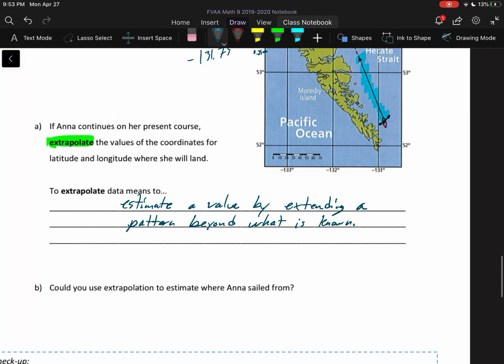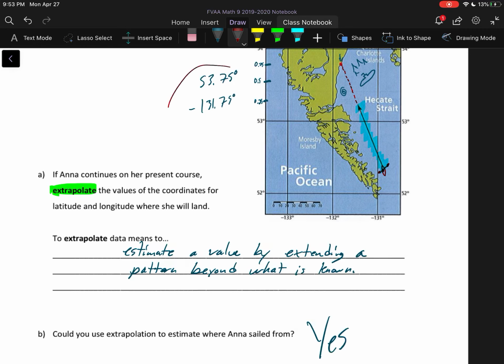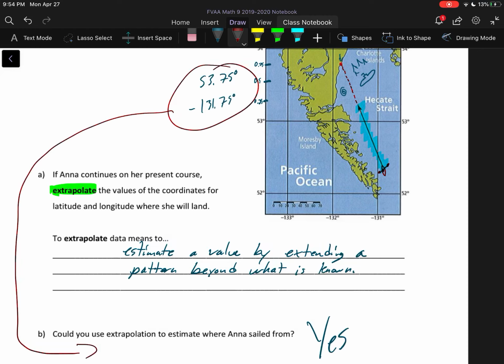But yeah, so could you use extrapolation to estimate where Anna sailed from? Yes, we could. It would be an assumption that we're making that the line is not going to change directions. Okay, it's like someone looking at an investment. Oh, that Tesla stock looks so good. It's just going up and up and up. And I'm going to guess that it's going to keep going up and up and up. So I'm going to buy it because I want to make a return on my investment. And then you buy it, and then the line changes directions. Like, what happened? The markets are supposed to be efficient.